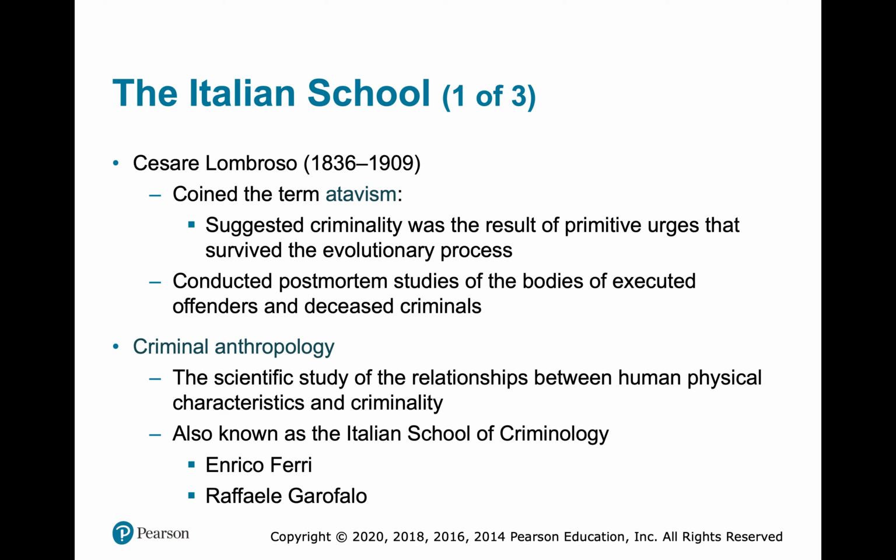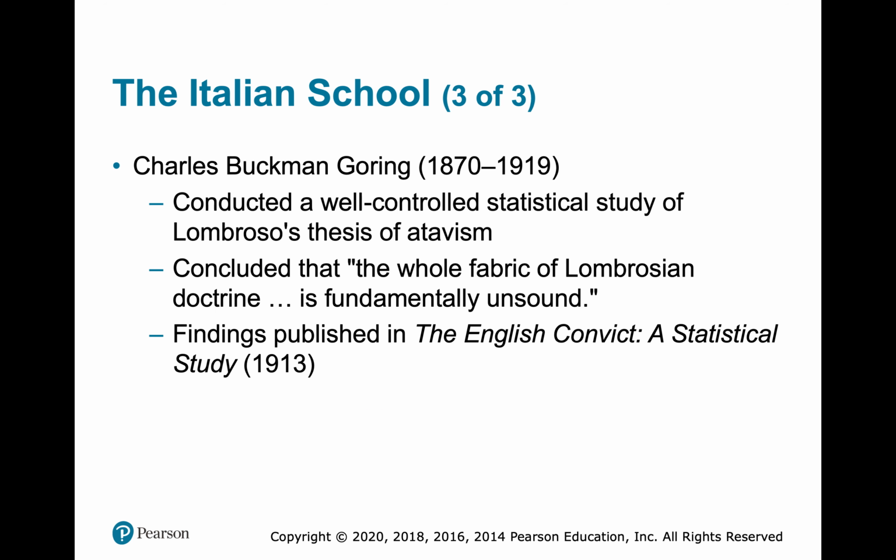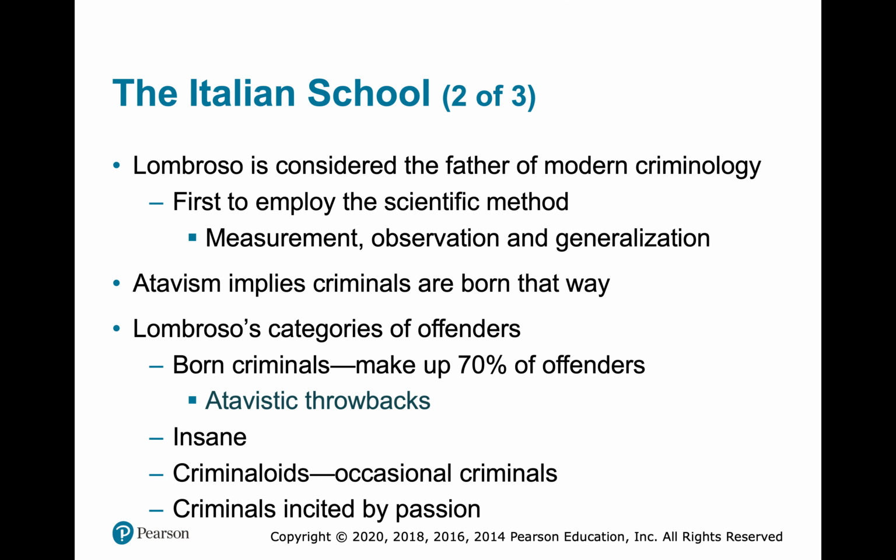Now, he studied this and came to these conclusions by conducting postmortem studies of the bodies of executed offenders and deceased offenders. Now, this leads to the school of criminal anthropology, which is the scientific study of relationships between human physical characteristics and criminality. It's also known as the Italian school and also includes theorists like Ferri and Garofalo. Now, Lombroso is considered the father of modern criminology because he's the first to employ that scientific method. He's measuring, observing, and making generalizations.